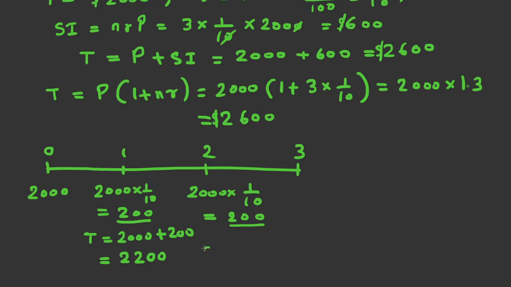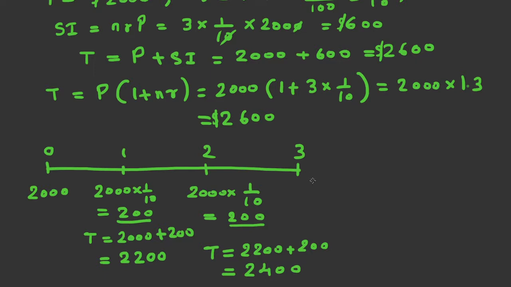Interest is the same, 200, here. And what will be the accumulated amount? Accumulated amount will be equal to 2200, which was there at the end of the first period, plus 200 interest. So the total accumulated amount at the end of the second period is 2200 plus 200, that is equal to 2400.